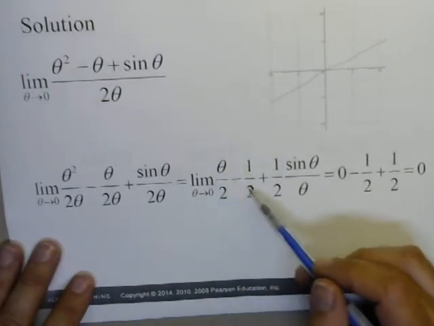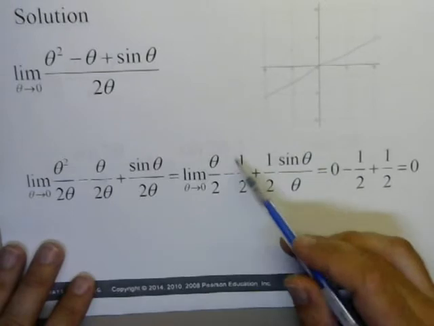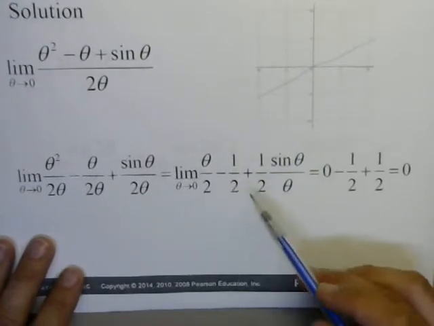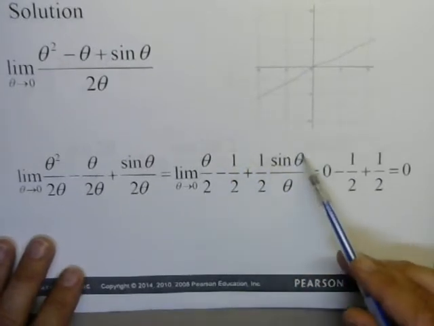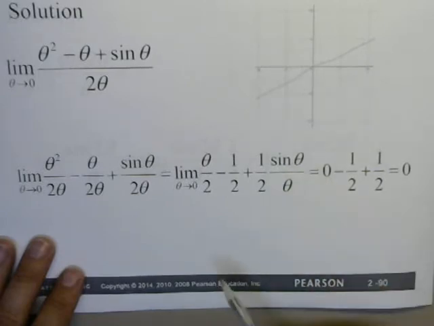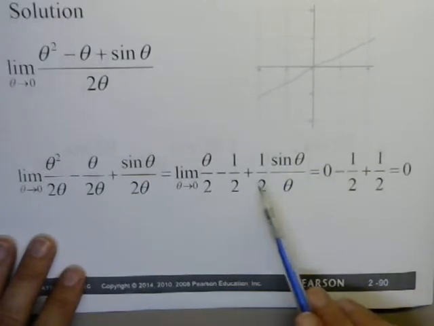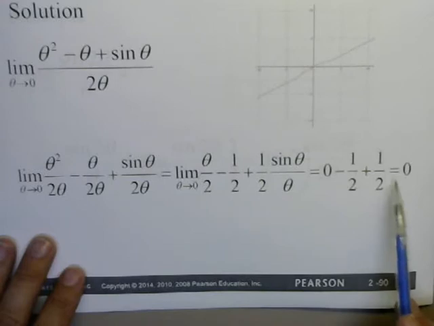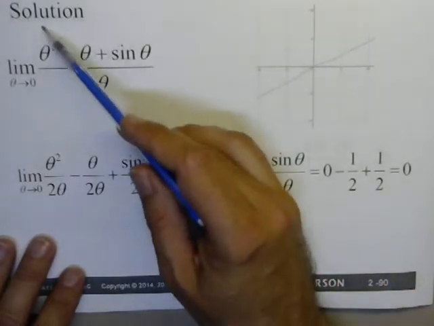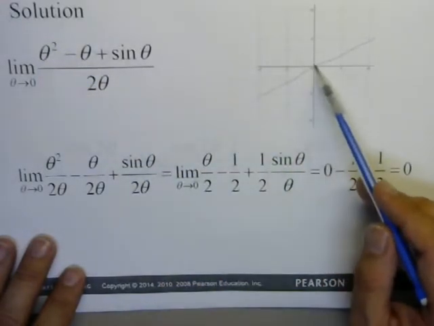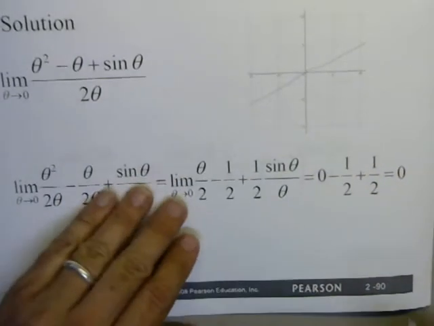The limit of this will be 0. The limit of that will be, the limit of a constant is just the constant, so that'll be negative 1/2. There's no theta in here. And if you look at this, this will be 1 by the argument we just used. So we'll get negative 1/2 plus 1/2, and that'll be 0. And if you do graph the function, you can see that as theta approaches 0 there, you do get height 0.